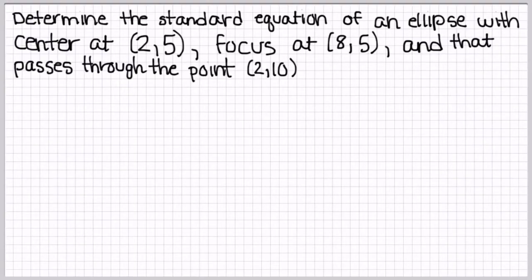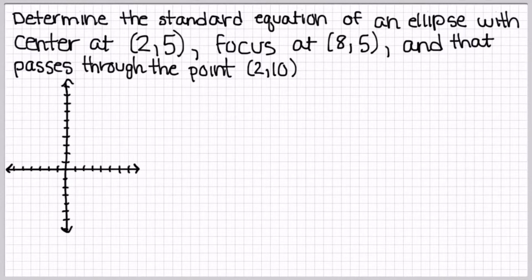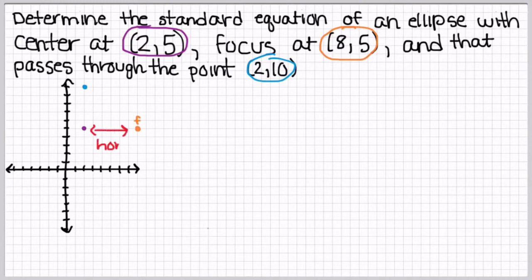Here we want to determine the standard equation of an ellipse with center at (2, 5), focus at (8, 5), and that passes through the point (2, 10). The first thing I'll do is just draw a grid so I can plot my points. So we have the point (2, 5), which is the center, a focus at (8, 5), and it passes through the point (2, 10). Since I notice that the focus is to the right of the center, this tells me that the ellipse is going to be a horizontal ellipse. And that's because the focus is always on the major axis.